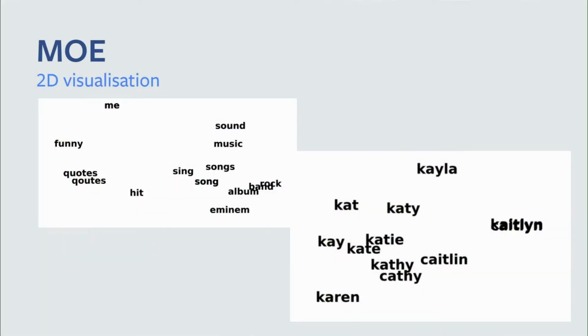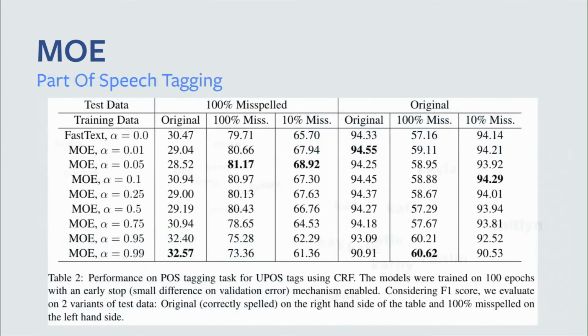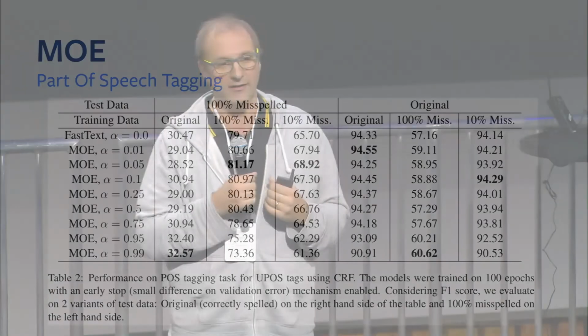And this is a 2D visualization that shows what the resulting space looks like. We also tried MOE on a part of speech tagging extrinsic task. As expected, when you use MOE embeddings versus fastText embeddings on a misspelled text, we can recover almost all, not all, but almost all of the lost precision of a part of speech tagger that uses just fastText. Again, I can give you more information at the poster. Thank you.